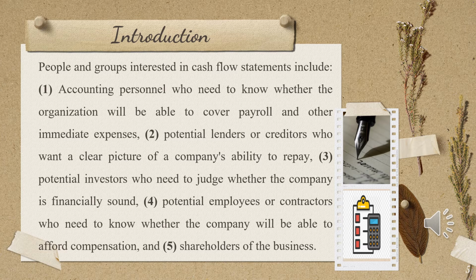These are the people and groups interested in cash flow statement. Number 1, accounting personnel who need to know whether the organization will be able to cover payroll and other immediate expenses. Number 2, potential lenders or creditors who want a clear picture of a company's ability to repay. Number 3, potential investors who need to judge whether the company is financially sound. Number 4, potential employees or contractors who need to know whether the company will be able to afford compensation. And lastly, shareholders of the business.